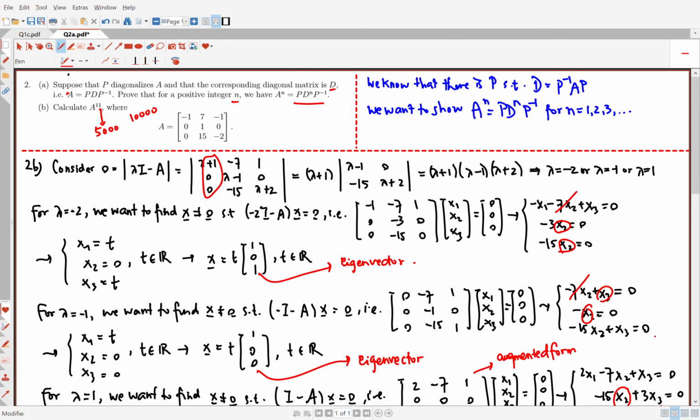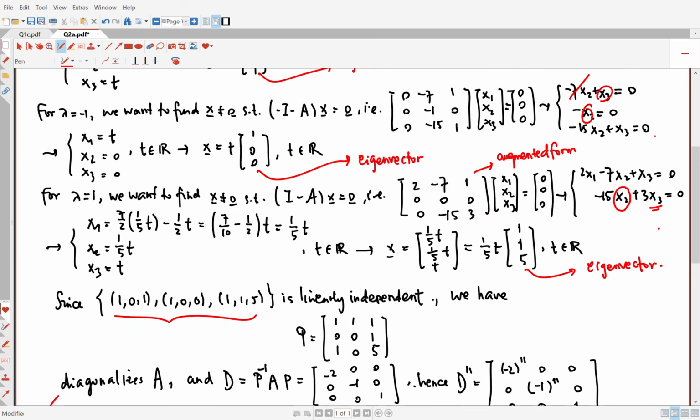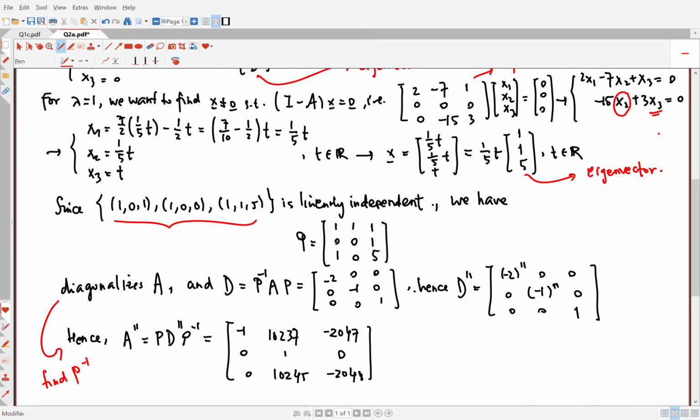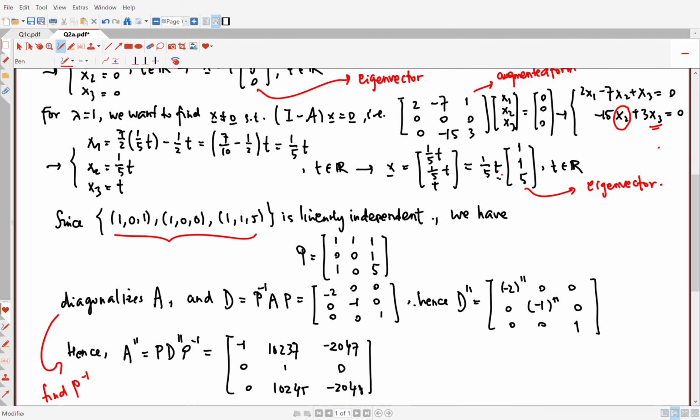Good. This is not very difficult, but it is very long. Please be careful when you do the calculation. Hope it is clear.